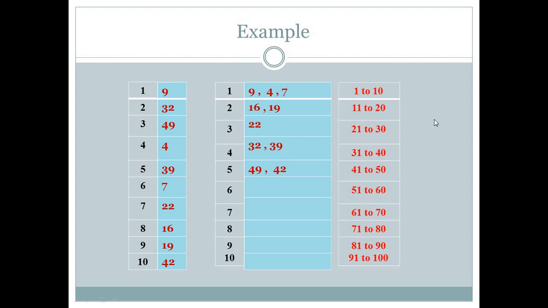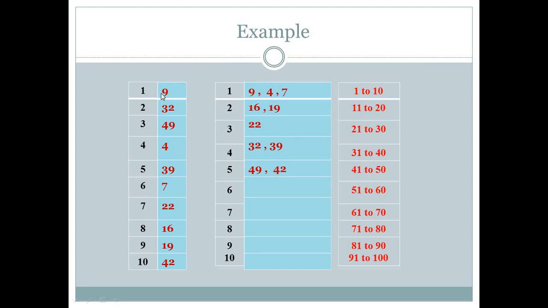So all the numbers between 1 and 10, or we can say 1 to 10, we will put into this first bucket. The numbers in 11 to 20 we will put into our second bucket, up to 91 to 100. We will follow this procedure. So let's start with number 9.